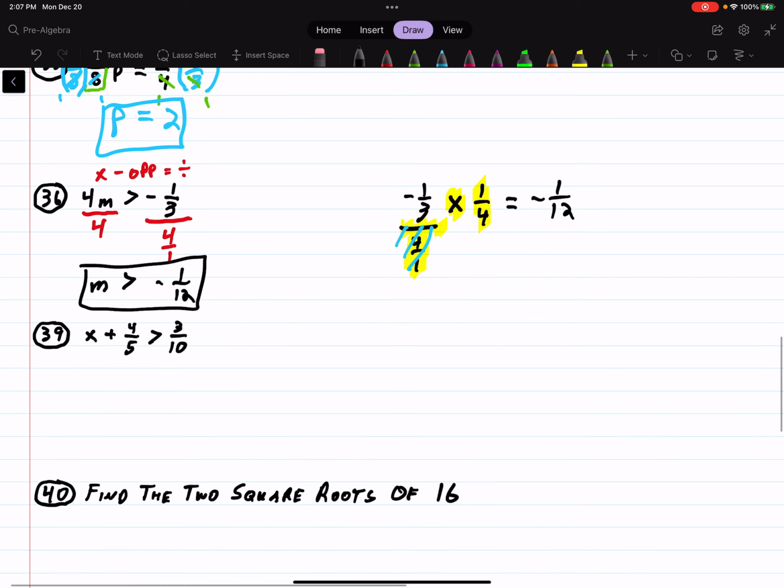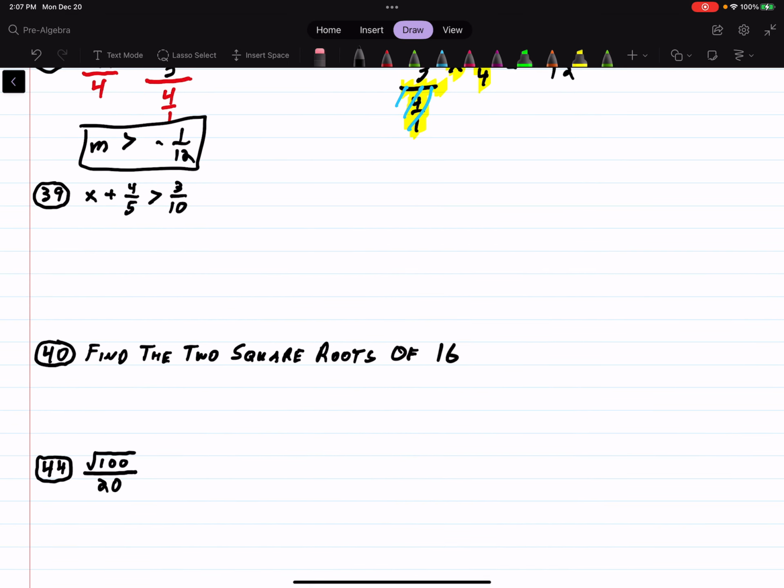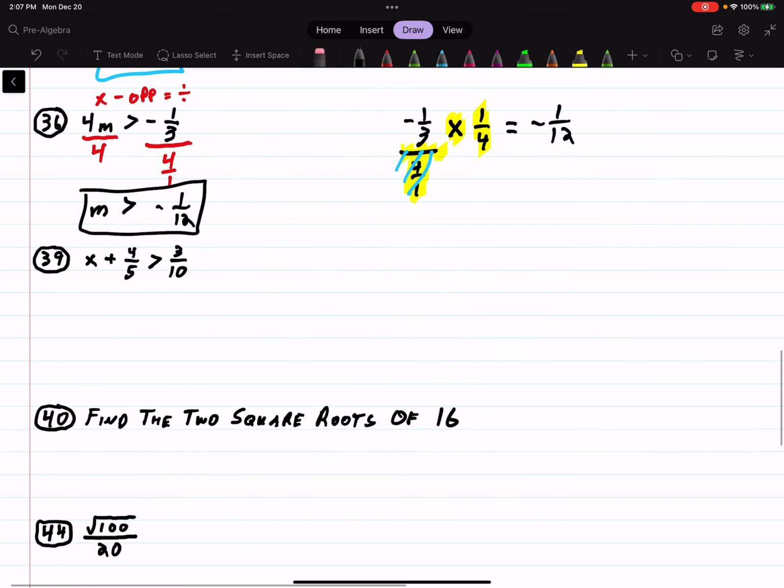All right, let's look at number 39 now. Number 39 is the same type of problem that we just did, except it's not multiplication, it is addition. So the opposite of addition is subtraction. So we're going to subtract 4/5 from both sides. And on the left-hand side, we're left with just our x. Bring down our greater than sign.